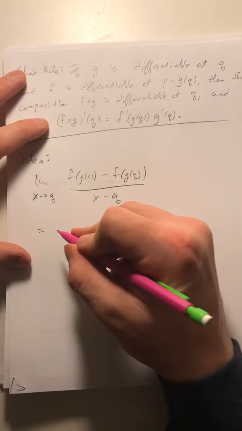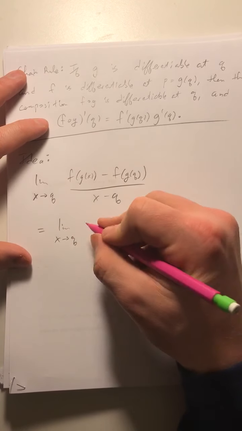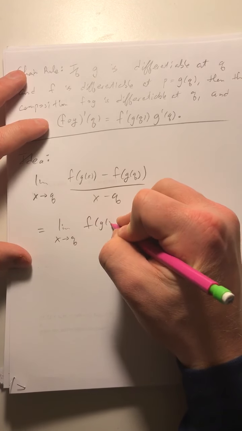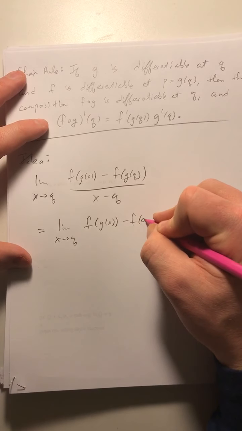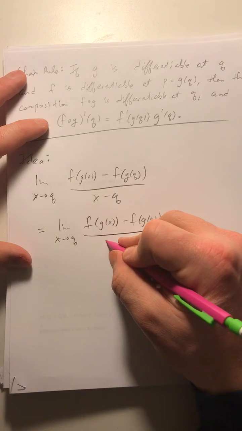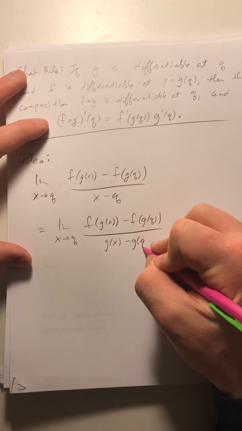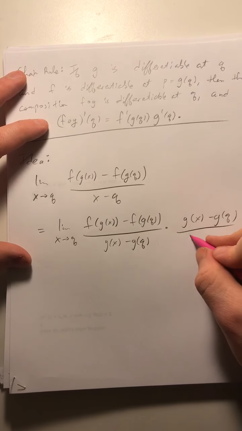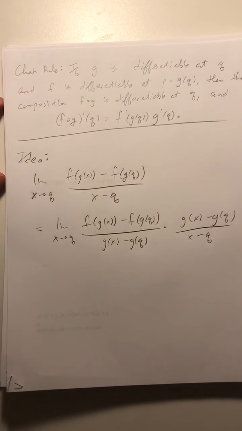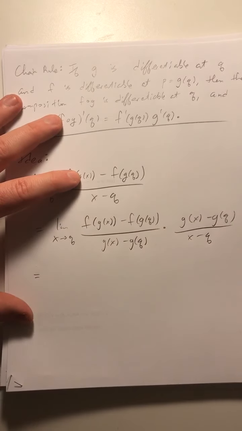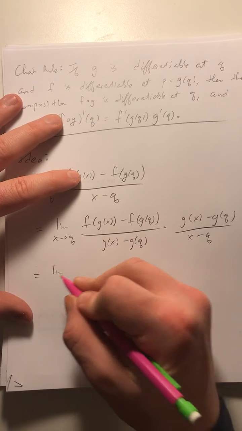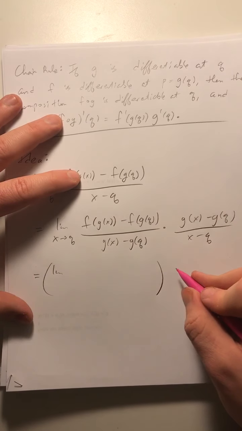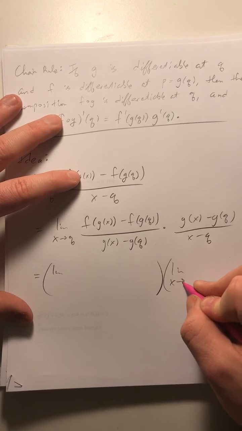Okay. So what I'm going to do is have limit as x goes to q of f of g of x minus f of g of q over g of x minus g of q times g of x minus g of q over x minus q. Here I'm cheating a little bit. I expect you to be able to tell me why this doesn't actually work, but this is the best way to convey the idea. Okay. And this is limit, well, I'm going to split it up into two limits using my limit laws.